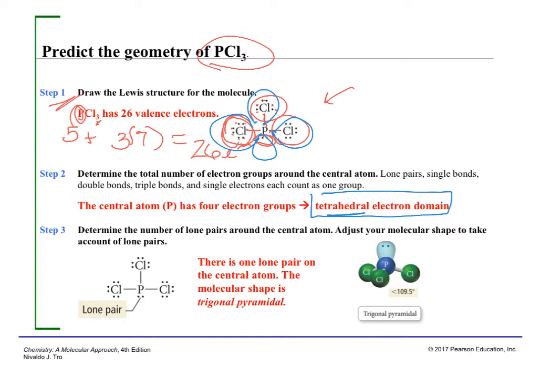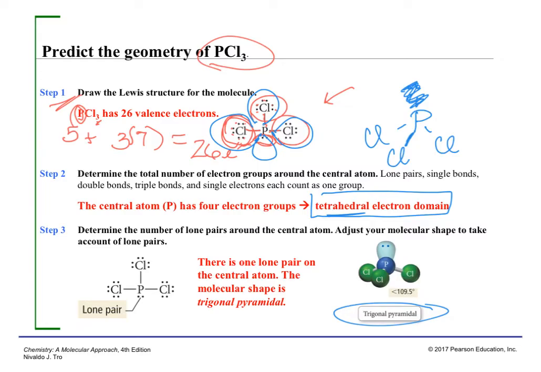So at this point I would sketch out a tetrahedral shape before I made a decision on the molecular shape. So I would do this. All right. And so then cover up the lone pair, and this is kind of like the bottom part of the tripod. So that is trigonal pyramidal shape for molecular shape.